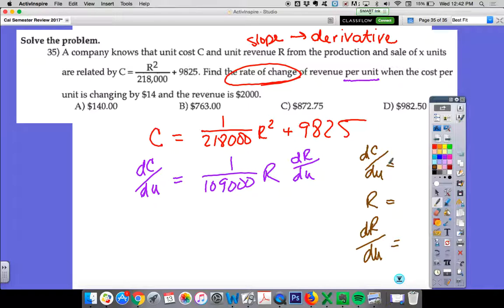Caitlin, you said you was going into marketing. This is something you're probably going to run into in business calculus. This is kind of stuff you're going to have to do.